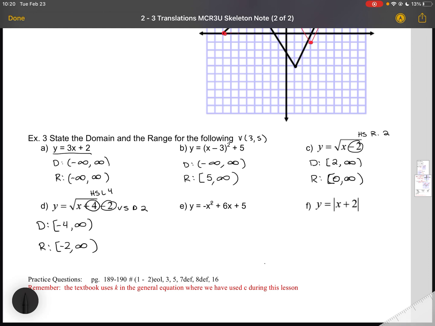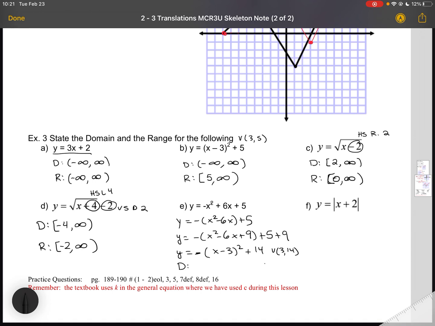E, I've got a parabola again, but this time it's in standard form. So I want to complete the square to put it into vertex form. So first, factor out the negative. Second, add and subtract to make the perfect square that you can factor. And then I've got x minus 3 squared plus 14. Once I factor that perfect square trinomial, that tells me that my vertex is 3, 14, and my parabola opens down because of this negative here.